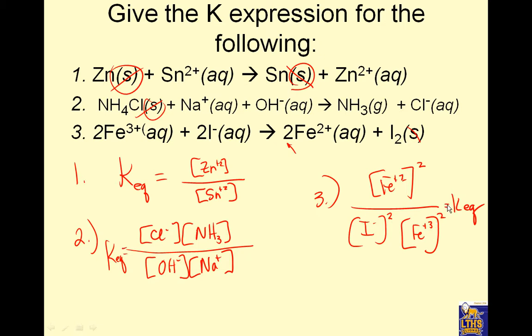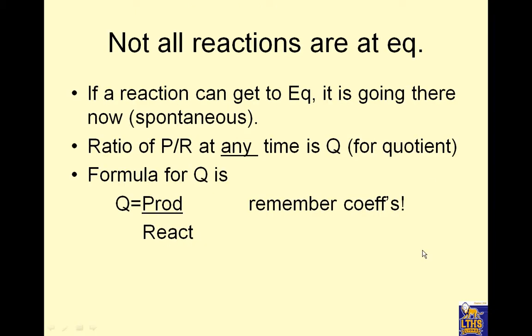And then what we would do is figure out the number for KEQ by plugging in those concentrations. Okay, not all reactions are at equilibrium. If a reaction can get to equilibrium, it's going to go there now because it's a spontaneous process. Equilibrium happens because one's pushing one way, one's pushing the other way, so you get some of this and some of this. And the reaction will keep going until it's there.